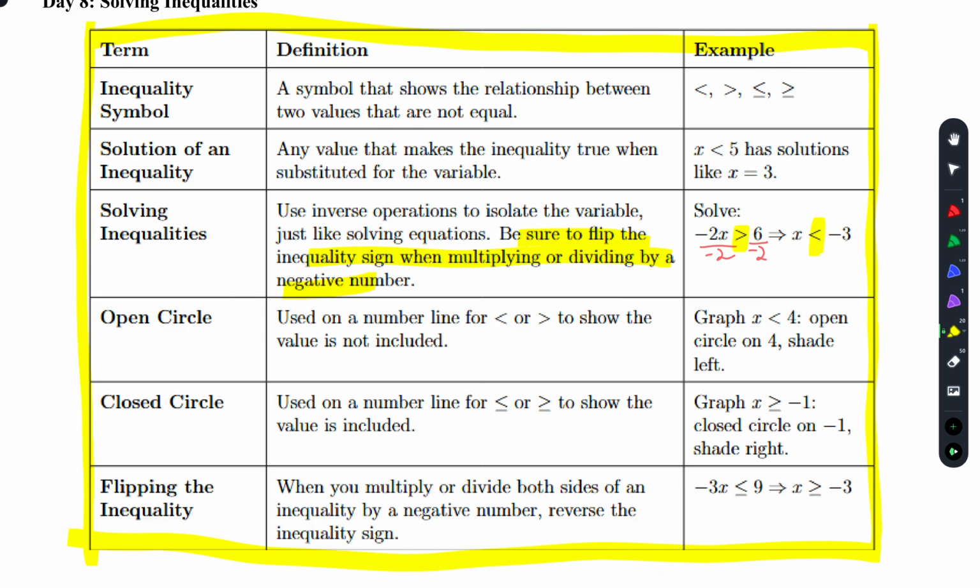Open circle is for less than or greater than. Closed circle is for less than or equal to, greater than or equal to. And then the flipping of the inequality we kind of already talked about.